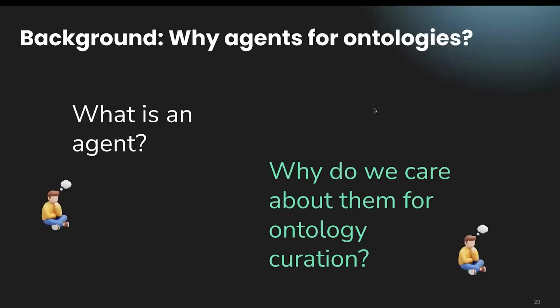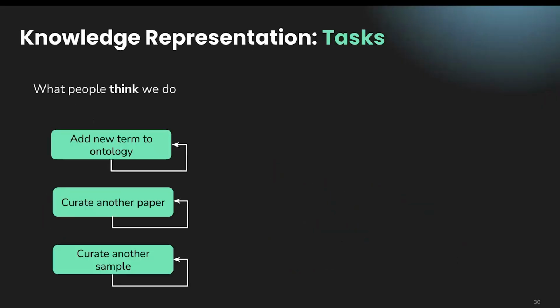All right, but to take a step back for a moment, why might we want to use this agentic technology for ontologies? We'll go into a bit of detail about what exactly an agent is, but we'll actually start with more of a question of why we care about them so much for ontology development.